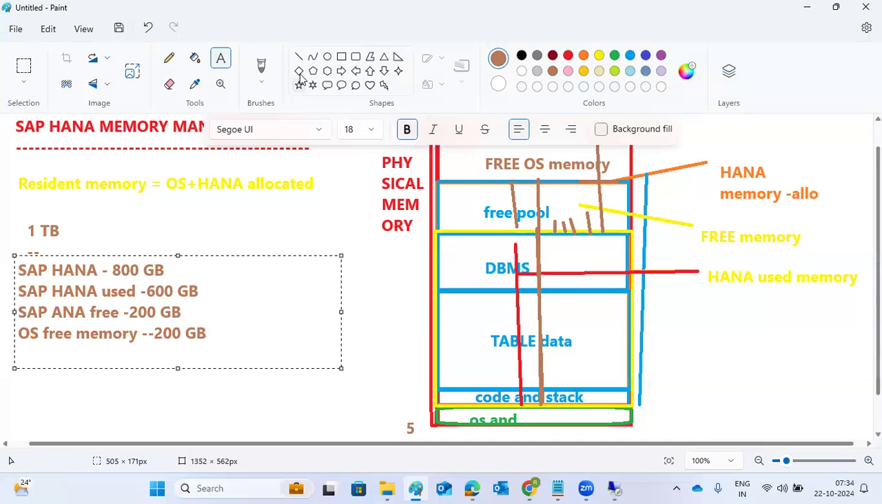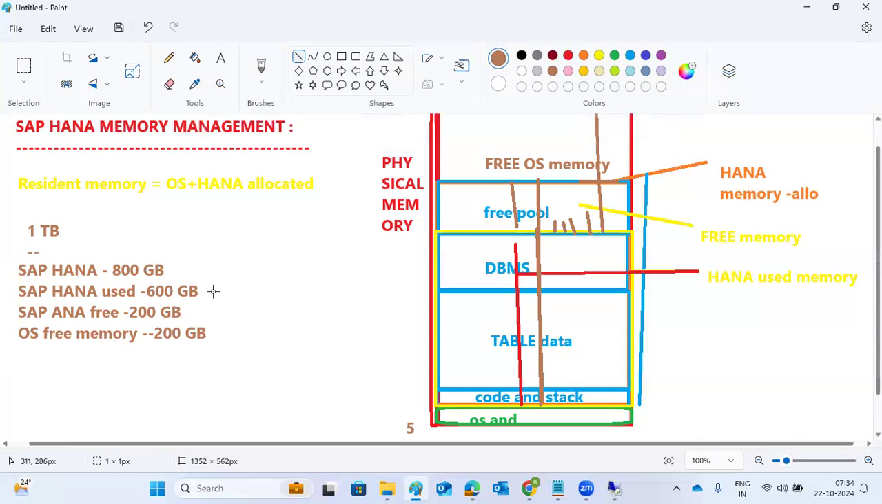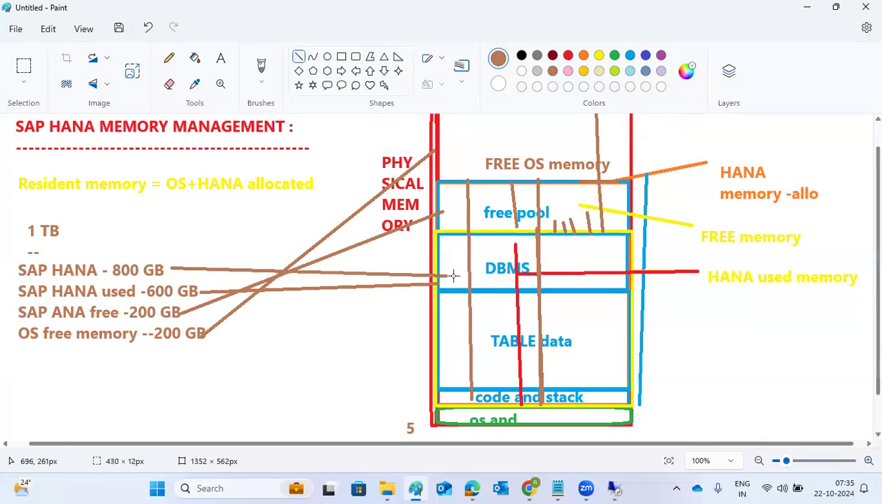So the yellow box is the used memory here, right? HANA free memory means this free pool is called the HANA free memory here. OS free memory means this is the OS free memory. So the total 800 GB means the entire free plus used. This is called the total HANA memory: free plus used memory is the total memory here. The OS is 200 here, right? So then the remaining we have 1 terabyte. So the total calculation comes out here, right?